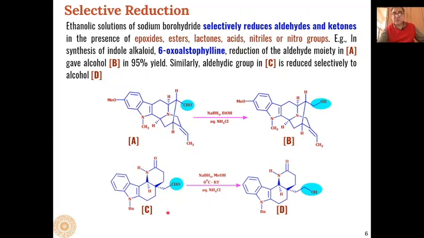Then in another example you can see over here, we have this amide group, then this N-benzyl group, in addition to the aldehyde group. And when sodium borohydride reduction of this compound is done, only reduction of the aldehyde group takes place to the primary alcohol. No other group is affected. So reduction of these groups does not take place. That means sodium borohydride is a selective reagent for these types of transformations.